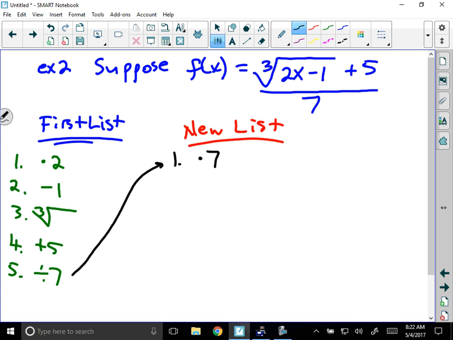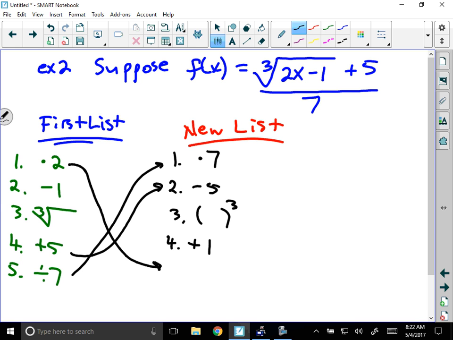The fourth thing, or the next to last, is going to become the second. So then what am I going to do? Subtract 5. We get the idea now, right? So then what am I going to do? I'm going to cube, right? And then what? Add 1. And then the first will be the last. So what's that? I'm going to divide by 2.